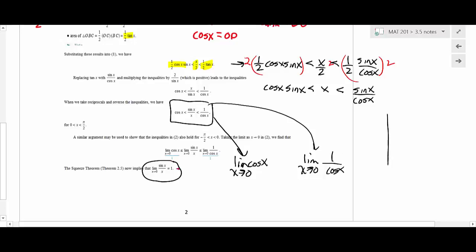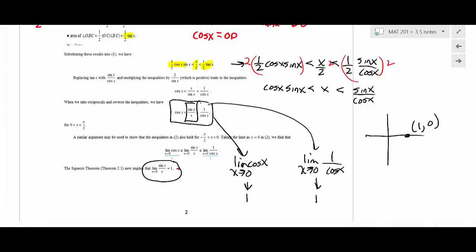So if you looked at a unit circle, what is the value of the cosine at 0? 1. So this thing becomes 1, that thing becomes 1, and therefore that's 1. You guys remember the squeezing theorem a little bit. Okay, so what I really showed is this. Once we got this inequality built, that goes to 1, that goes to 1, therefore that goes to 1 by the squeezing theorem.